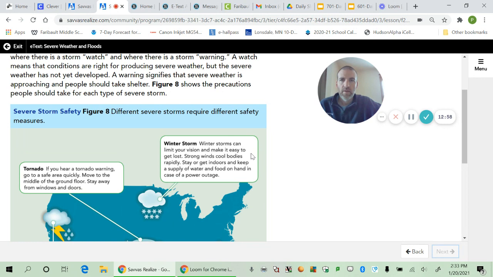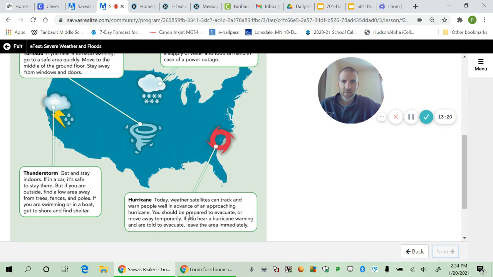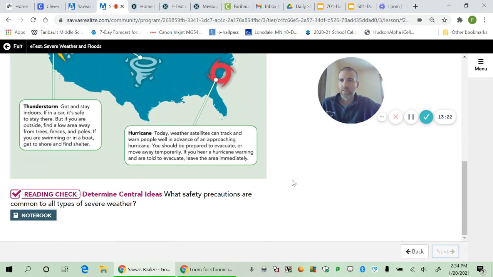It's dangerous because you can limit your vision, so you won't be able to see, and it'd be easy to get lost. Those strong winds make you cold very often. You need to stay indoors and keep a supply of water and food on hand in case there is a power outage. And so we've got a little bit of information about the different types of storms, and you're going to use that to answer the reading check question down here.